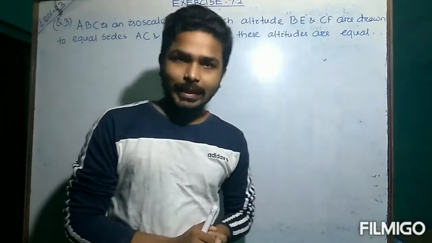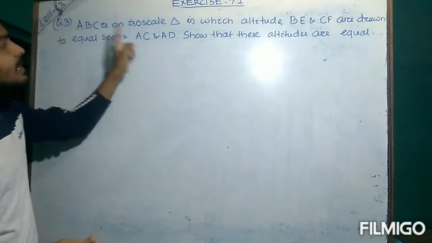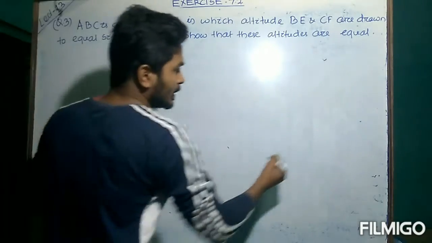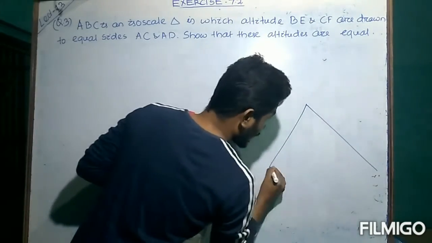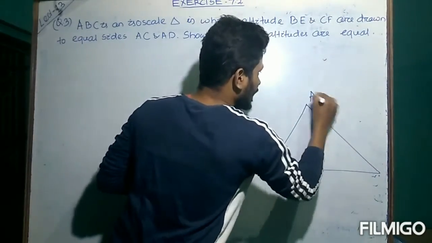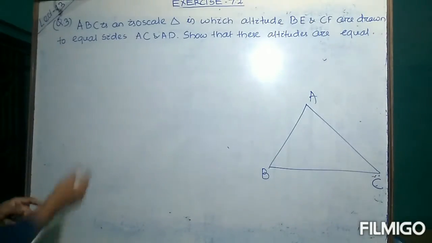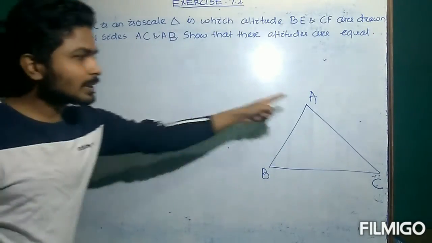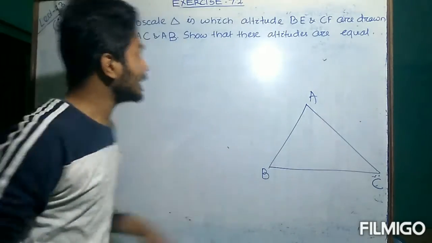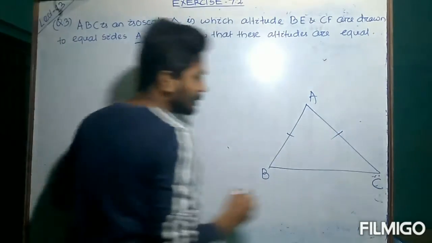Moving to question number 3. In question number 3, the statement is ABC is an isosceles triangle. Later on it is given that there are two equal sides, AC and AB. So this isosceles triangle has two equal sides, AC and AB.